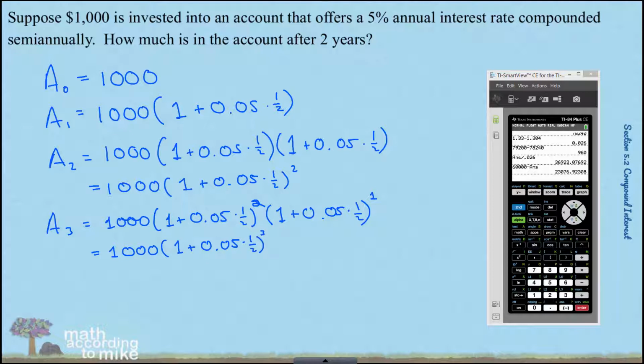So after 1 period, it was raised to the 1st. We just didn't write it. After 2 periods, it was raised to the 2nd. 3 periods to the 3rd. You can probably guess 4 periods raised to the 4th.